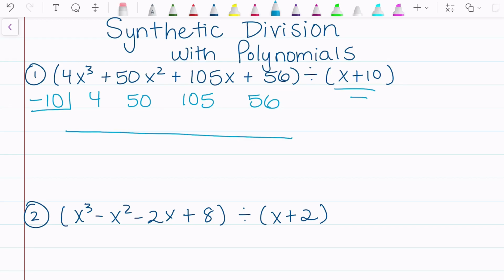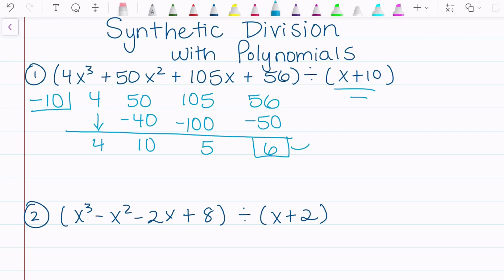All right, so what I'm going to do with these leading coefficients is I'm going to drop down the first one. So 4 drops under the line. Anything under the line multiplies the box. So 4 times negative 10 is negative 40. 50 take away 40 would give me 10, and then I multiply the box. 10 times negative 10, negative 100. 105 take away 100 is 5. Multiply the box again. That gives me negative 50, and 56 take away 50 is 6.